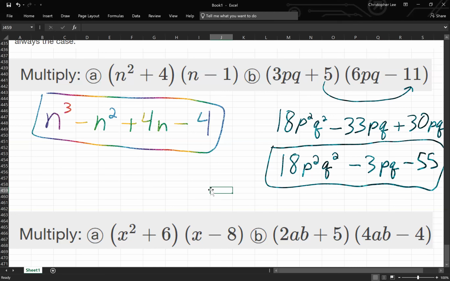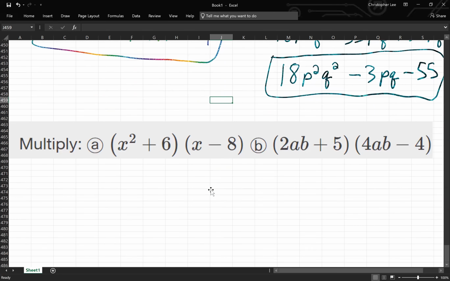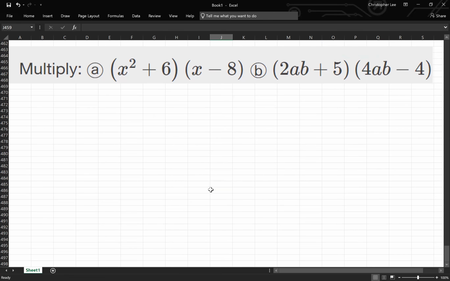All right, let's take a look. I'm using the same technique as before. Nothing's changing, right? We're about to FOIL this. So I have x squared times x is going to give me x cubed. Next, I'm going to do x squared times -8. That's going to give me a -8x squared. After that, I'm going to have 6 times x, which is going to give me a positive 6x. And last but not least, I'm going to have 6 times -8, which is what? 12, 24. That's about -48, right?